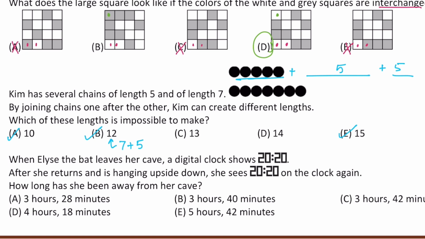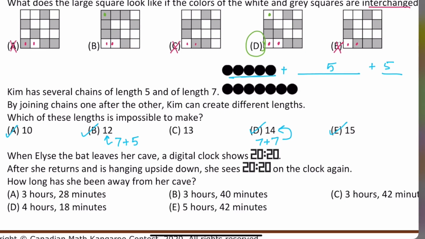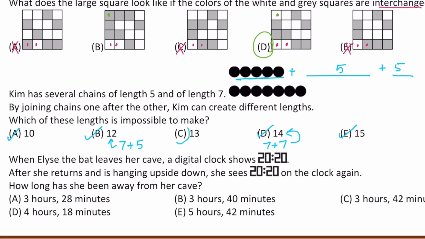7 plus 5 will give me 12, and 7 plus 7 will give me 14. But there is no combination that I can make with 5 plus 5, or 5 and 7 together, or 7 plus 7, which will give me 13. So this chain is impossible to make.